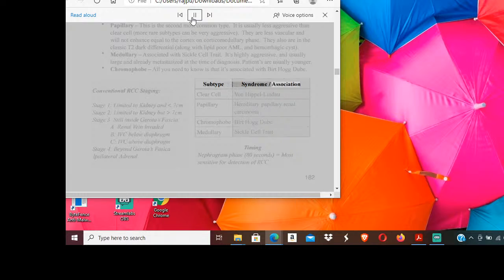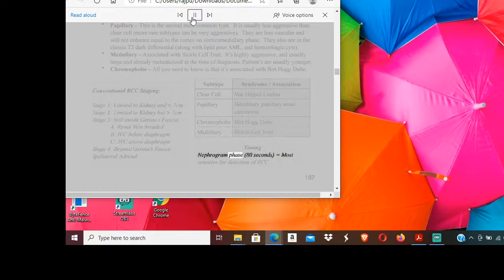Subtype syndrome association. Clear cell, von Hippel-Lindau. Papillary, hereditary papillary renal carcinoma. Chromophobe, Birt-Hogg-Dubé. Medullary, sickle cell trait.